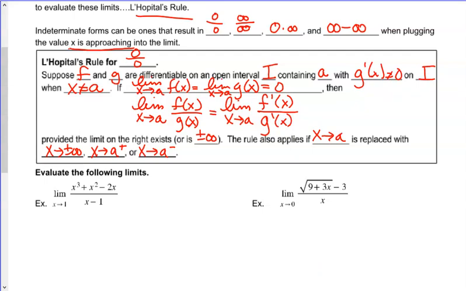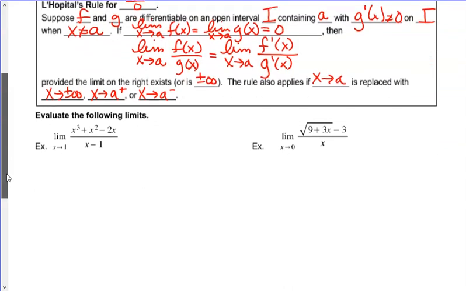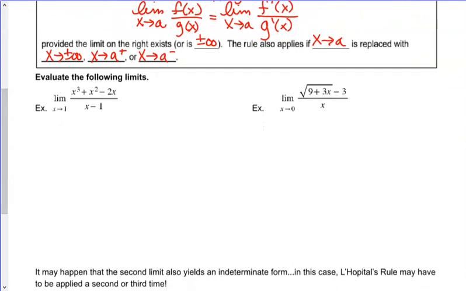Alright, so basically what's happening is if you throw in a into f, throw in a into g, you get 0 over 0. We can take the derivative of these individually and try it again and see if we get a value. So for instance, let's look at this first example. If I plug 1 in here, 1 cubed is 1, plus 1 squared is 1, minus 2 times 1 gives me a 0 on top, all over, 1 in the denominator also gives me a 0. So this is one of those 0 over 0 forms.